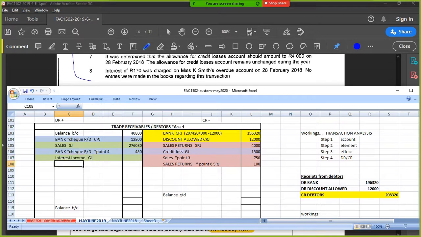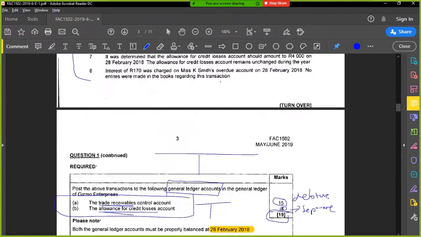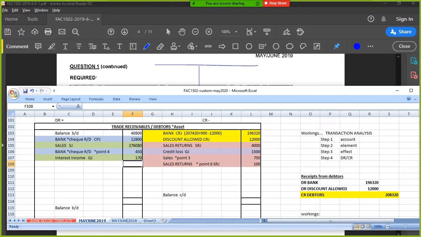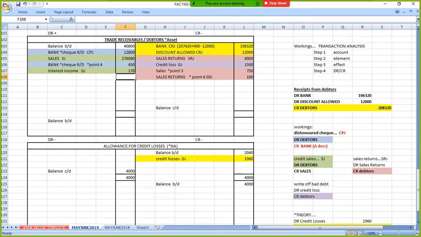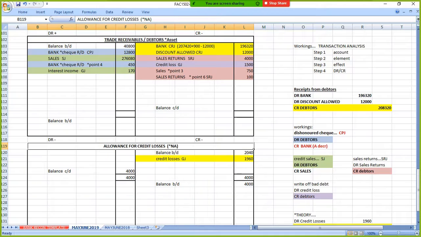General journal, because this is interest. How much? 170. Okay, was that the end of the question? Yes, I've looked at everything. Okay, now we just need to balance. Right, so now that we've looked at everything, this account is complete. This account isn't. Right, how do you balance this account?